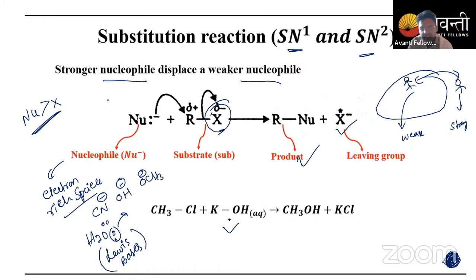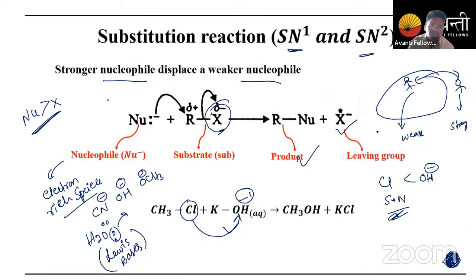Okay, so CH3Cl in the presence of KOH, the chlorine is substituted by OH. Now OH minus is the stronger nucleophile. Sir, how do you know which is a stronger nucleophile? Sir, you said that between Cl and OH minus, OH minus is the stronger nucleophile. Can anyone tell me how OH minus becomes a strong nucleophile?